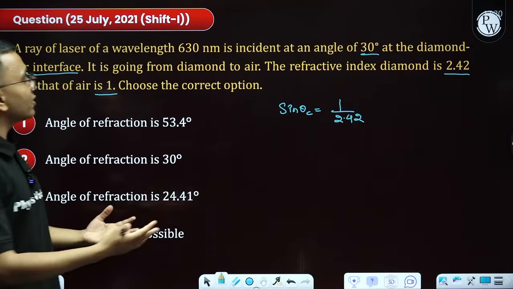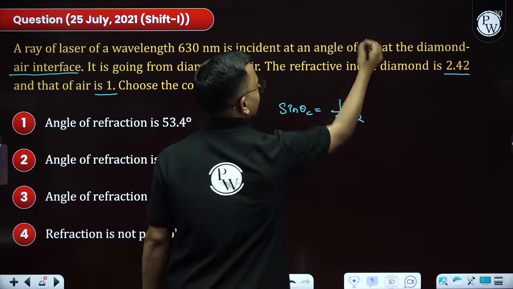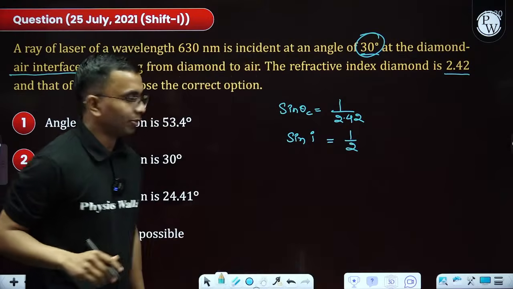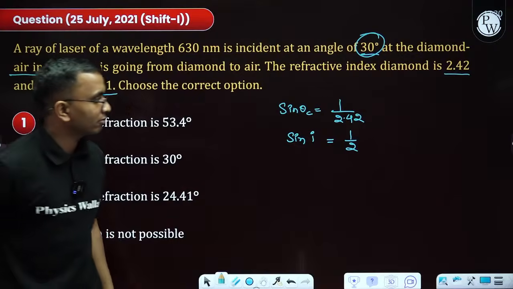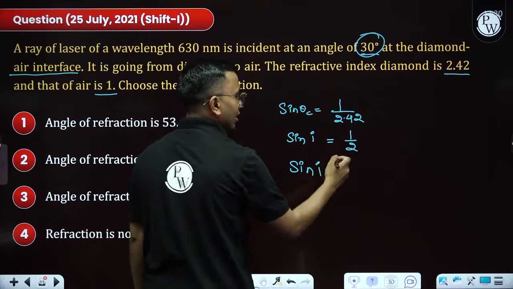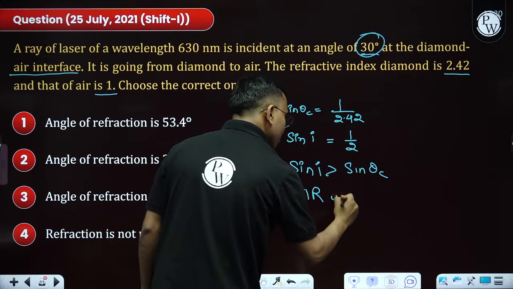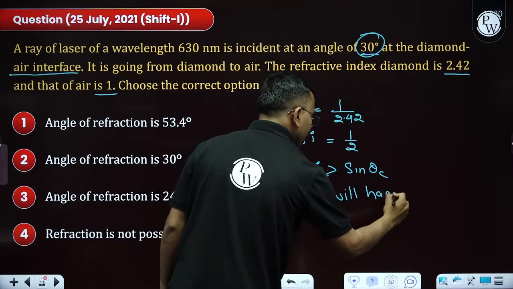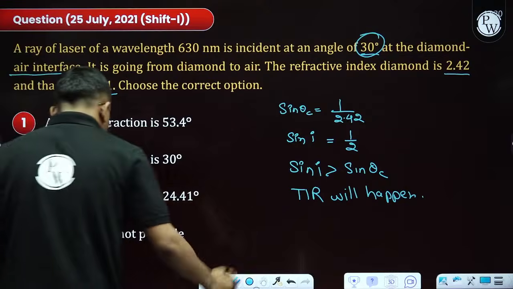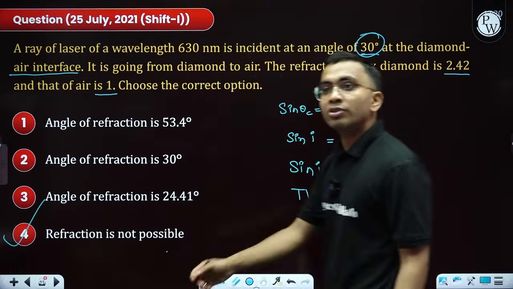What is the angle of incidence? That is 30 degrees basically. Sin of it is 1 by 2. Which one is greater? This is greater, na? Sin i is basically greater than sin theta critical. It means TIR will happen. If TIR will happen, the ray will not refract. Refraction is not possible. Fourth is the correct answer.